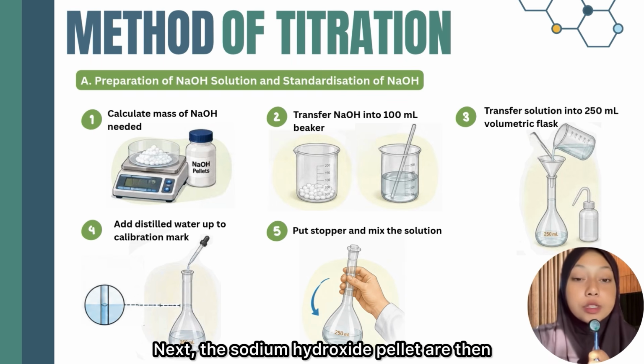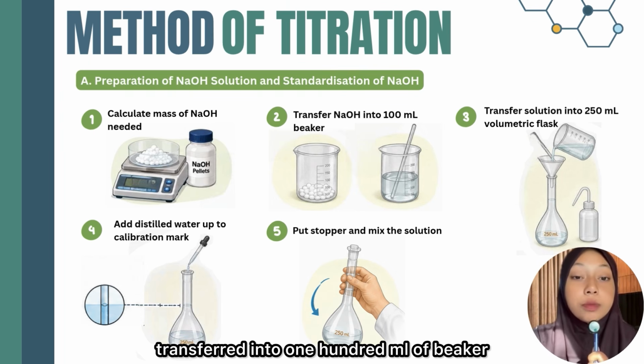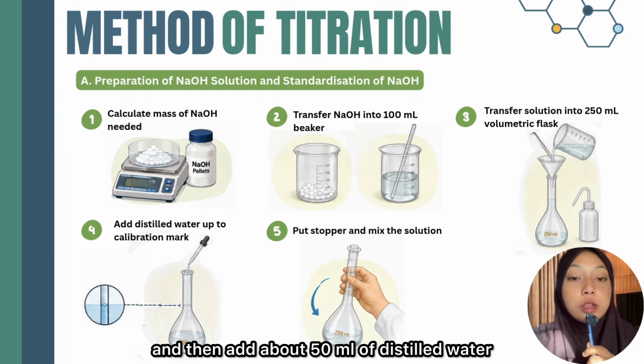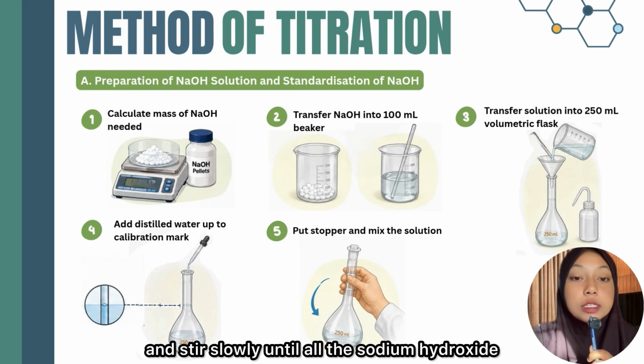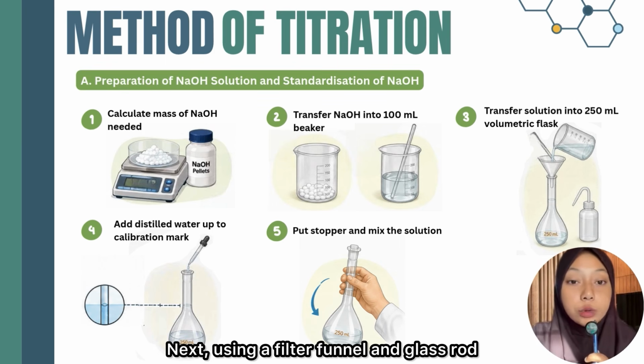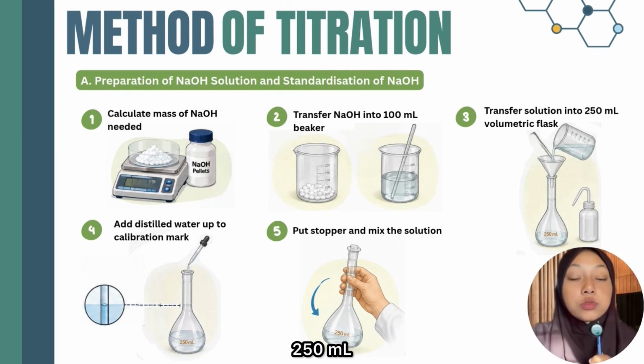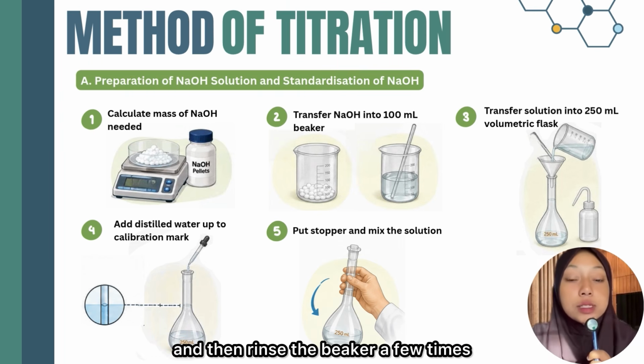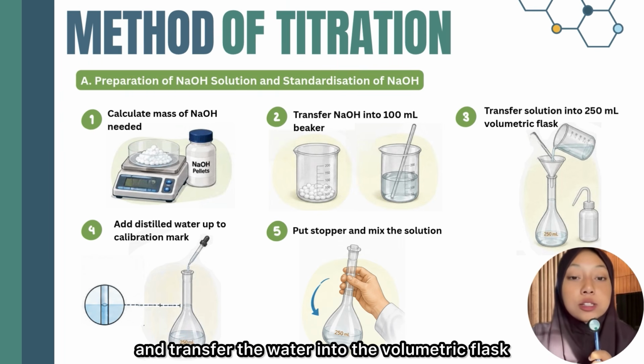Next, the sodium hydroxide pellets are transferred into a 100 ml beaker, and then add about 50 ml of distilled water and stir slowly until all the sodium hydroxide pellets are completely dissolved. Next, using a filter funnel and glass rod, transfer the solution carefully into a 250 ml volumetric flask, and then rinse the beaker a few times and transfer the water into the volumetric flask.